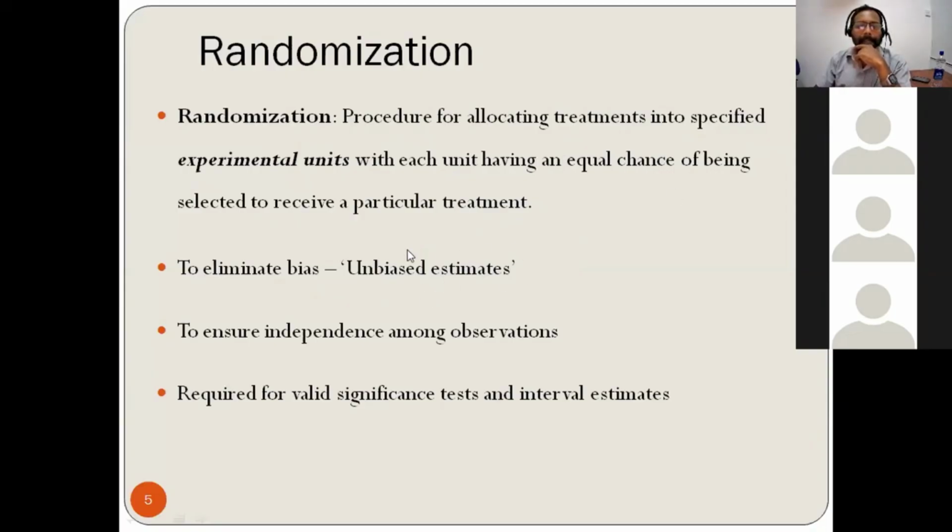So basically, what is the purpose or objective of this randomization? It is to have an unbiased estimate. What do you mean by estimate? Can you tell me what the estimates are? Parameters. We learned about parameters. Can you remember? Population mean.